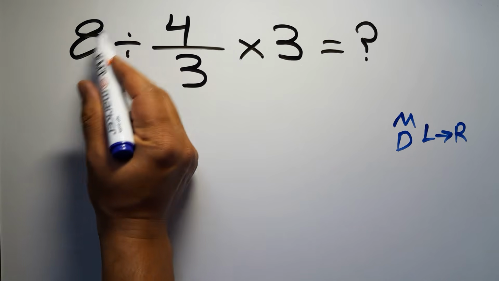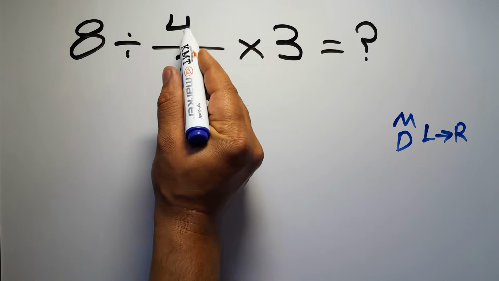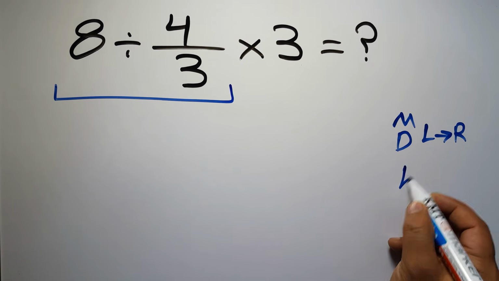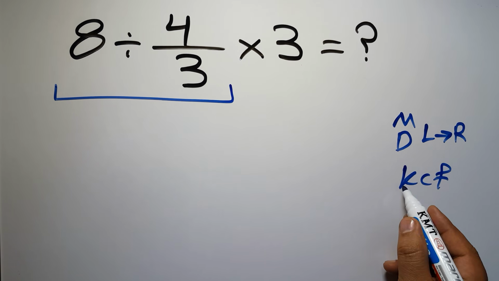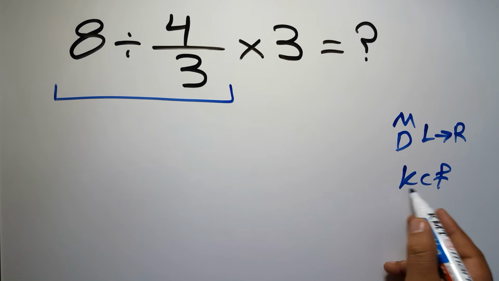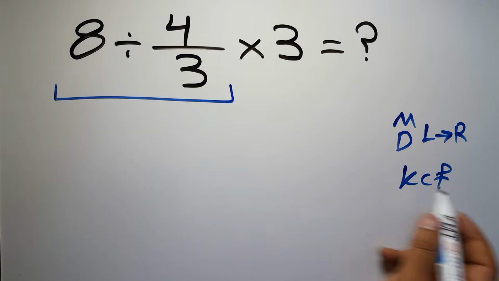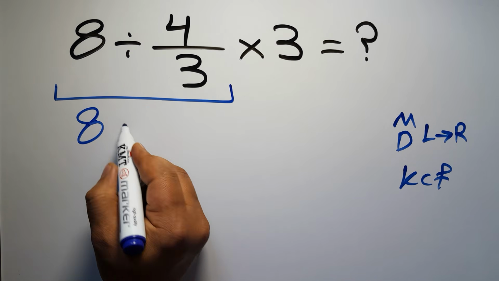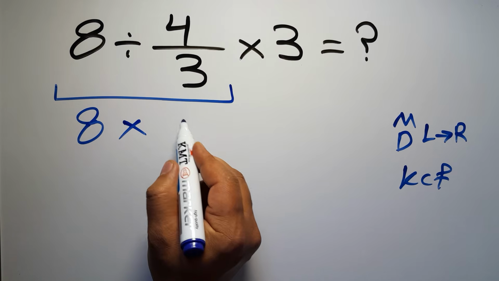So first we have to do this division. 8 divided by 4 over 3. According to the KCF rule, K stands for keep, C stands for change, and F stands for flip. According to this rule, we can write keep the first fraction, change division to multiplication, and flip the second fraction.